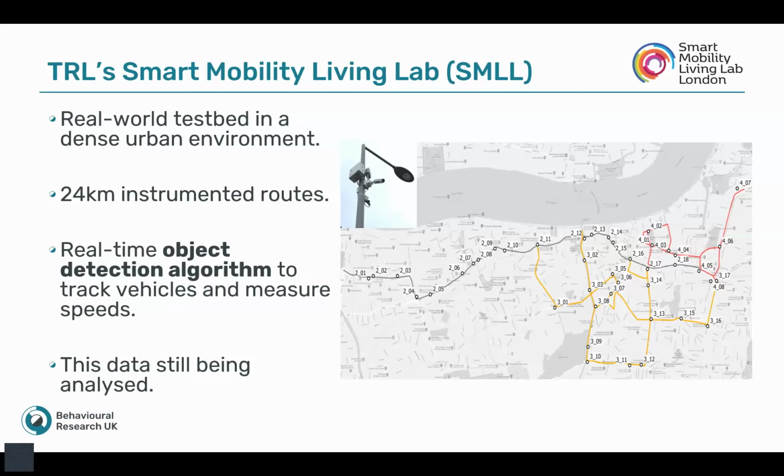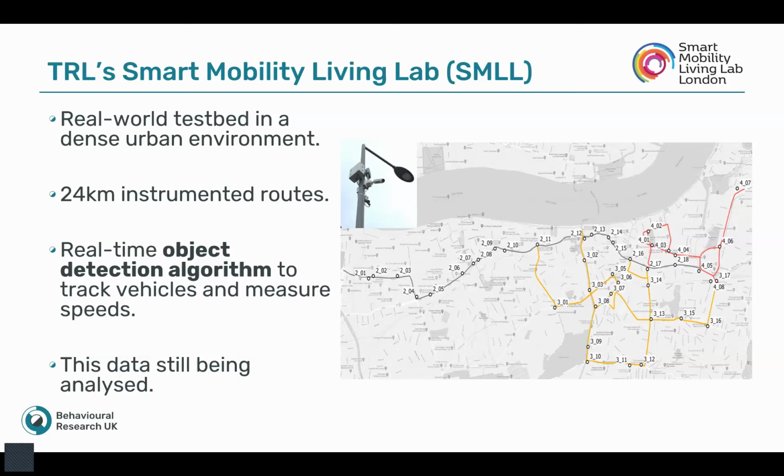And part of the software suite of the Smart Mobility Living Lab is something called an object detection algorithm. Now, there are lots of object detection algorithms out there. This particular one was originally designed to track test vehicles around the lab. And what we did with this work is looked at whether that could be used to measure speeds of a population of traffic on a given road at a given time. Now, that data is still being analysed. I'm not going to say much about it today.